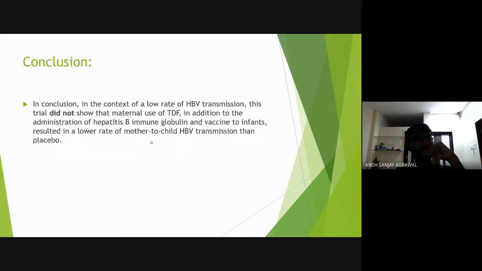So coming to the conclusion. In conclusion, in the context of a low rate of HBV transmission, this trial did not show that maternal use of TDF, in addition to the administration of hepatitis B immunoglobulin and vaccine to infants, resulted in a lower rate of mother-to-child HBV transmission than placebo.